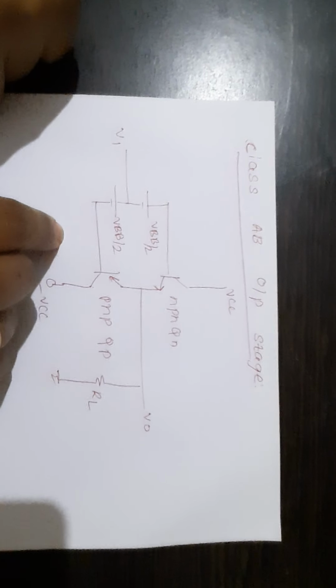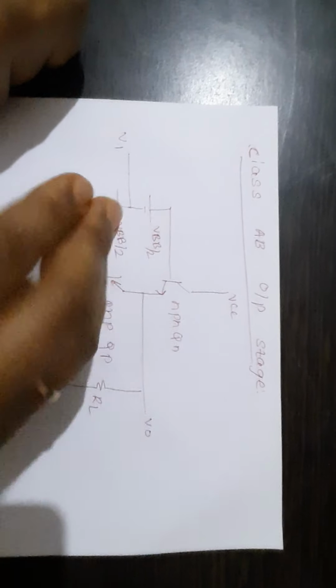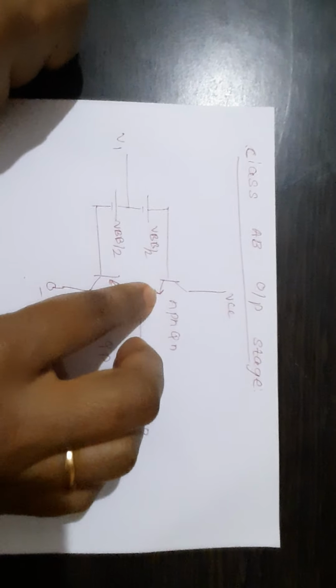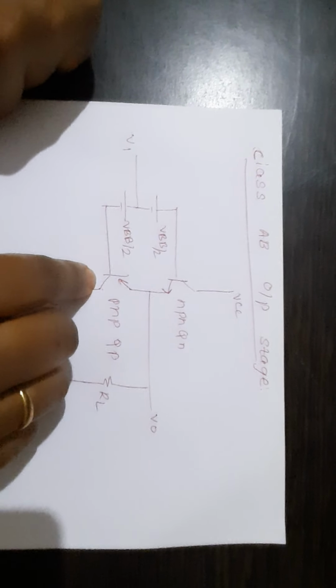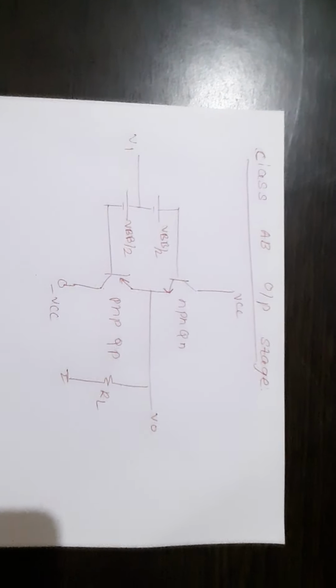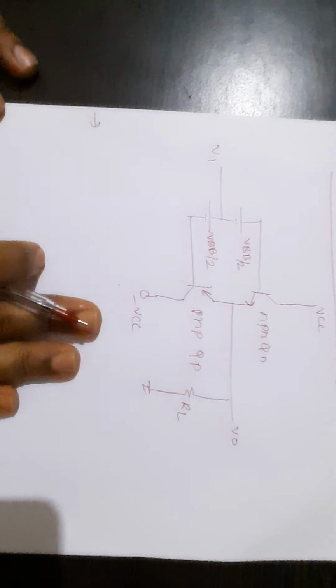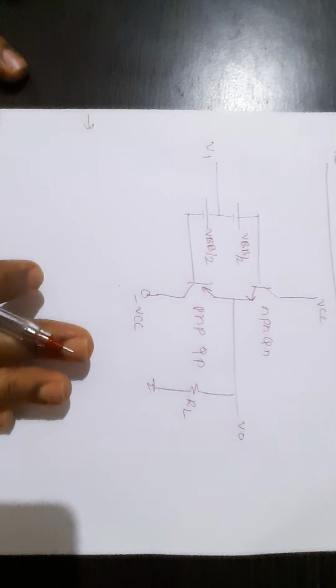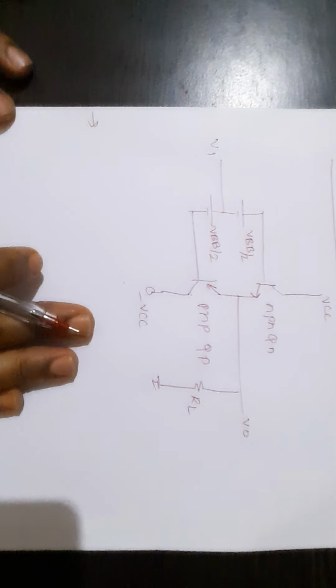When do we get the crossover distortion? When both the transistors are off, meaning the base voltages are less than 0.5. For this, less than minus 0.5, we'll get the crossover distortion. So now the class AB output stage will begin. The crossover distortion can be virtually eliminated by biasing the two transistors.